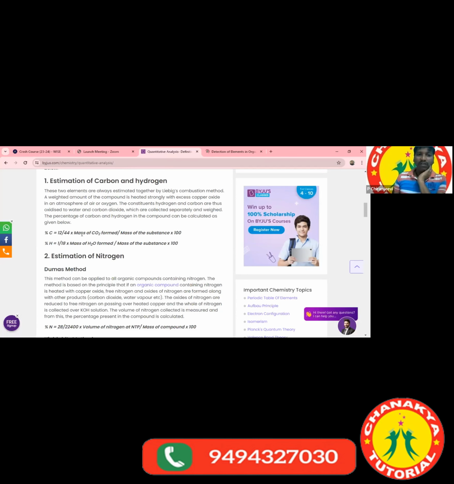So what are the formulas? These formulas we have to remember. The experiments' names are also asked. For estimation of the carbon and hydrogen, what is the name of the method we are using? We are using Liebig's method.